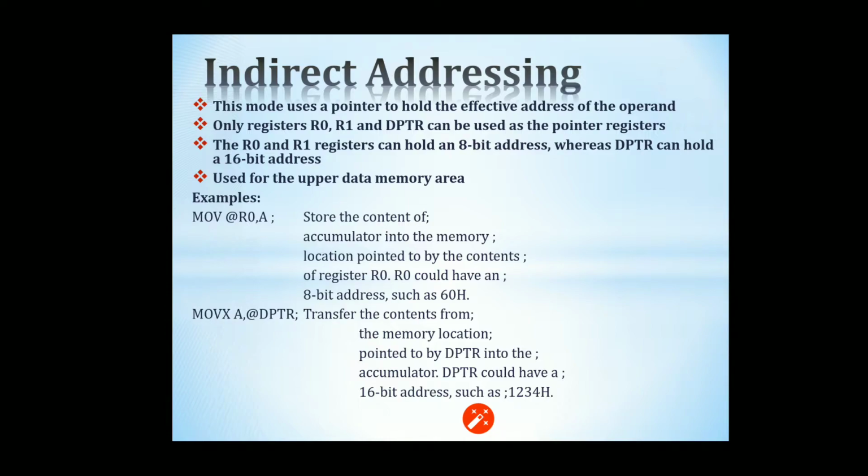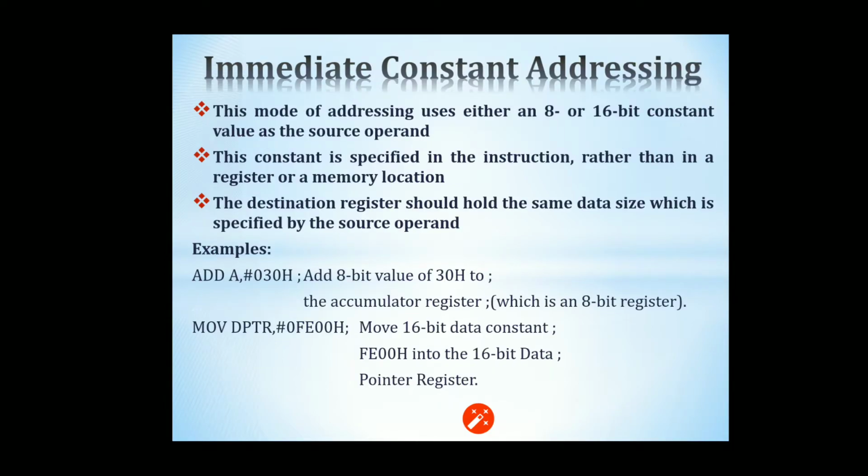MOVX A, @DPTR. This instruction transfers the content from the memory location pointed to by the DPTR into the accumulator. The DPTR could have a 16-bit address such as 1234H in hexadecimal.